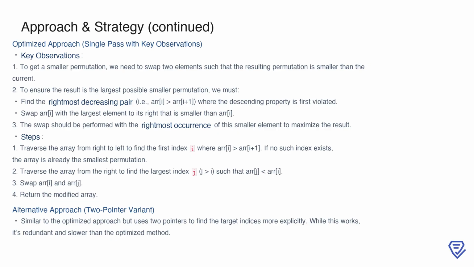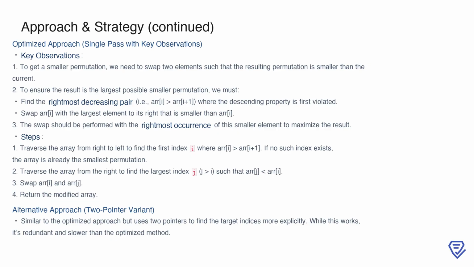Once the indices i and j are identified, we simply swap the elements at these positions. If no such decreasing pair exists, it means the array is already in ascending order, and we return it as is. Additionally, there's an alternative two-pointer variant of this approach that explicitly uses pointers to find the indices i and j.